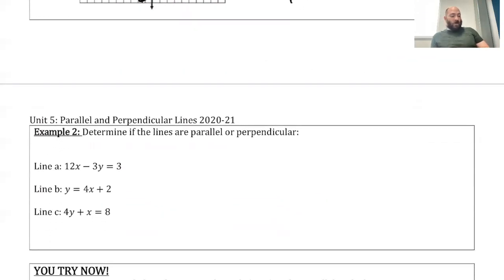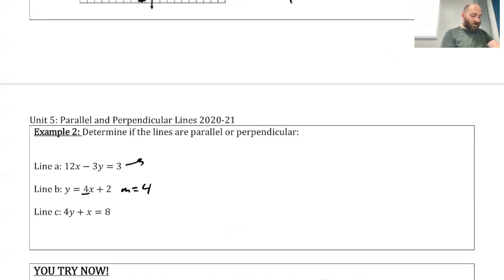All right. Determine whether the lines are parallel or perpendicular. So here's what I don't have in these cases: I don't have the slope in every one of them. This one's easy. The slope is 4. So the other two, I want to transform them. The way it's written right now, I'm going to solve it for y.